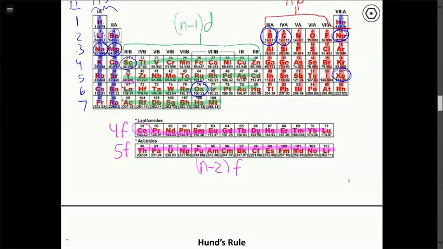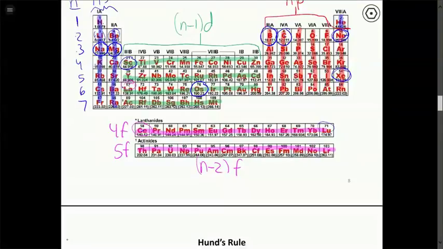Remember, after this we skip down to the F block. So we go 5d1, then we go down to here to 58. We go in numerical order. So this is going to be the 4f, and it's going to be 1, 2, 3, 4, 5, 6, 7, 8, 9, 10, 11, 12, 13, 14 to get across the 4f. That takes us to atomic number 71.